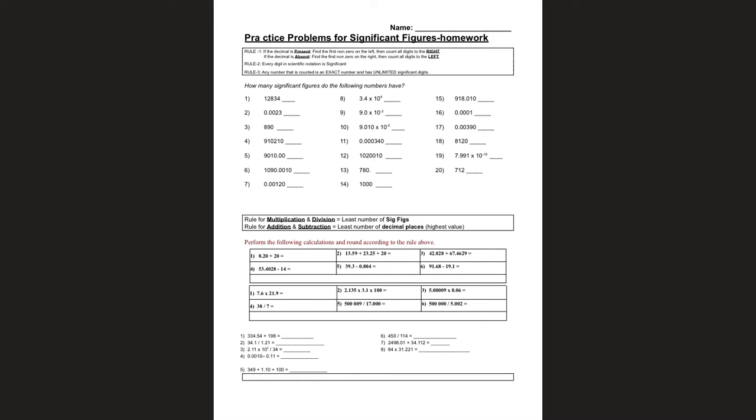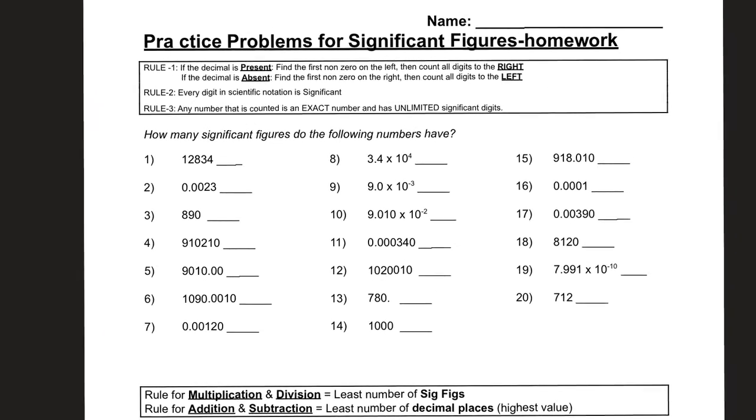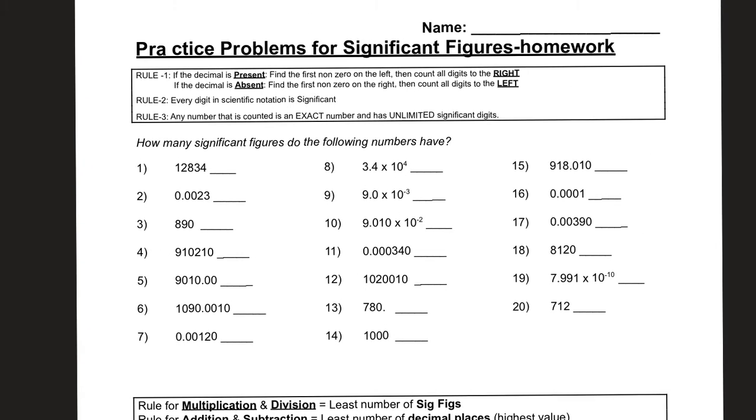All right, this is going to be a video just to show you how to do your homework, counting significant figures. I'll probably just do the odd numbered ones, and that way you'll have the ability to do the even numbered ones. So the first thing we're going to do is use the Atlantic Pacific rule.